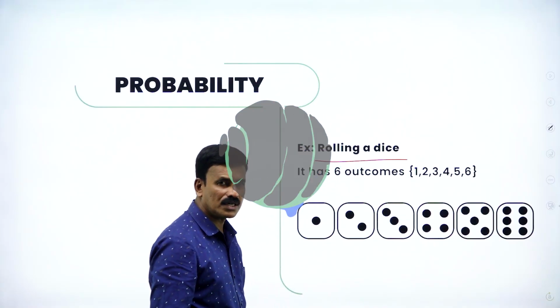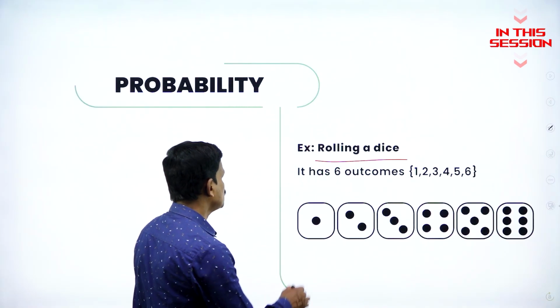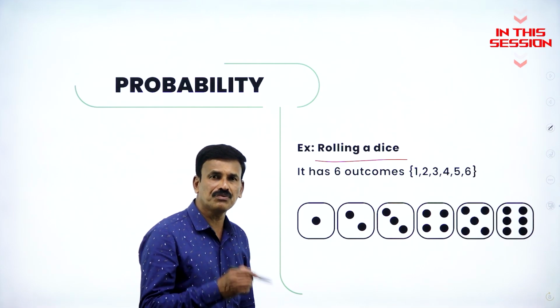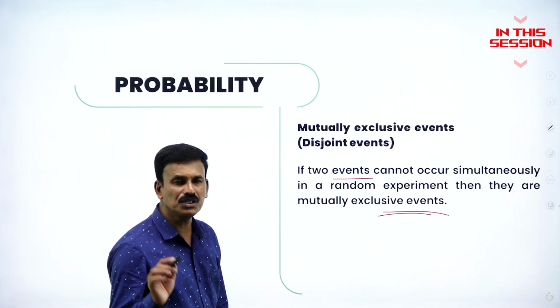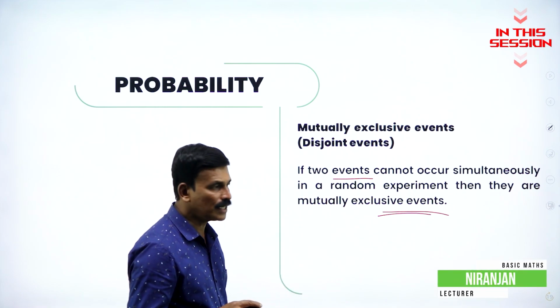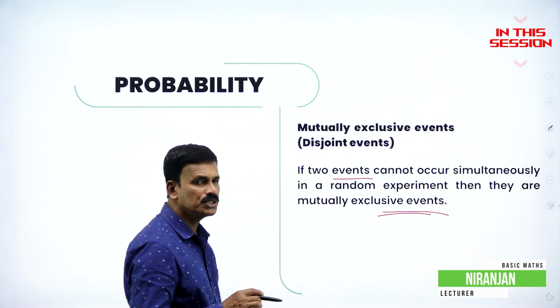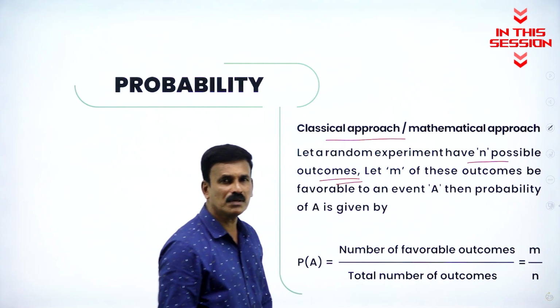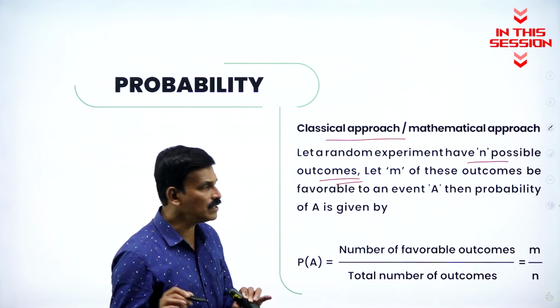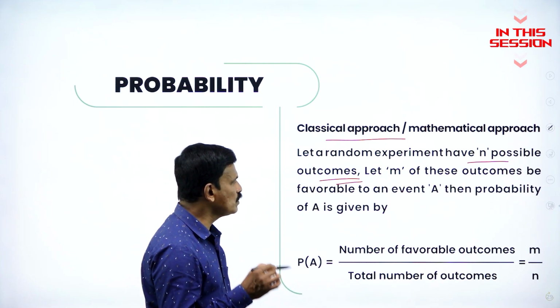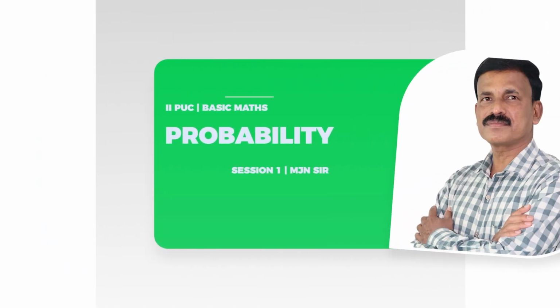If a die is thrown, what are the possible events? It has 6 outcomes. So you may get 1, 2, 3, 4, 5, 6. If 2 events cannot occur simultaneously in a random experiment, then they are mutually exclusive events. Suppose a random experiment has N outcomes, that M of these outcomes may be favorable to an event A.